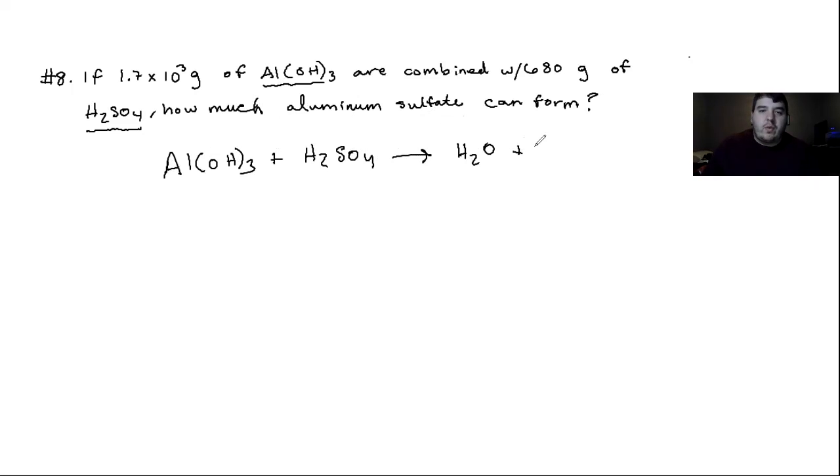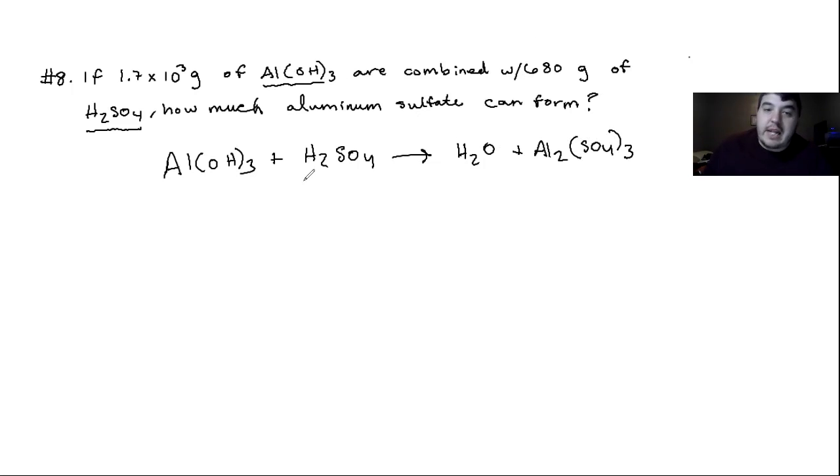And the formula for aluminum sulfate is Al2(SO4)3, because of the charge of these elements.